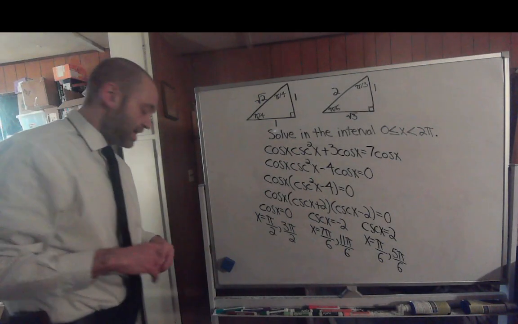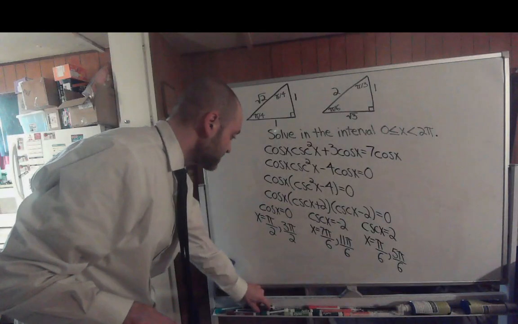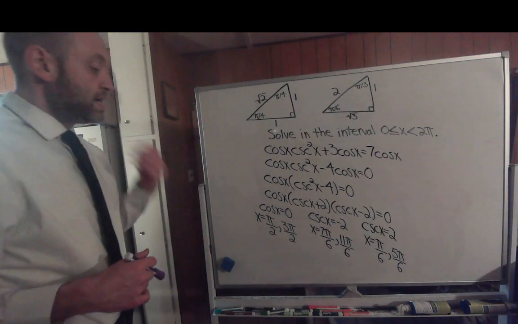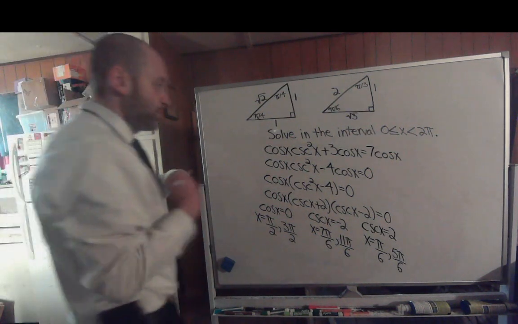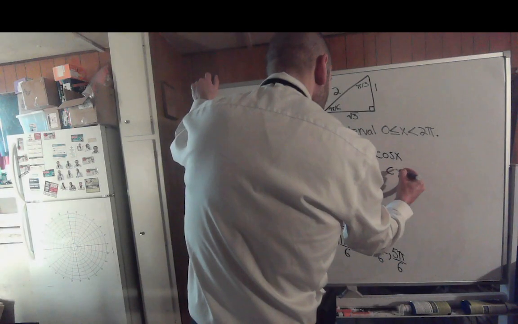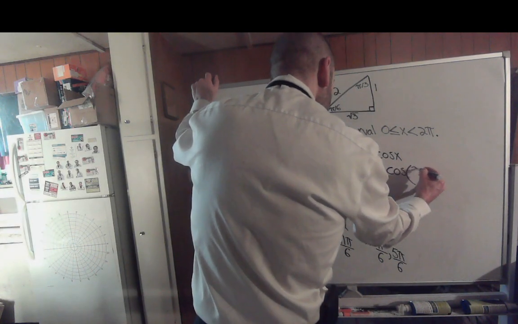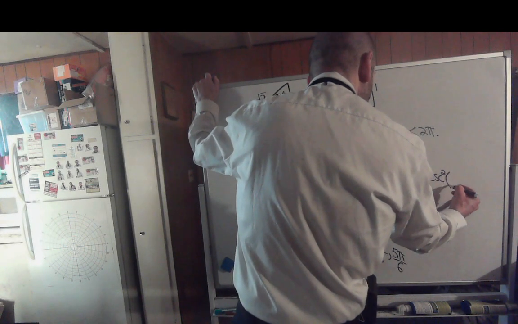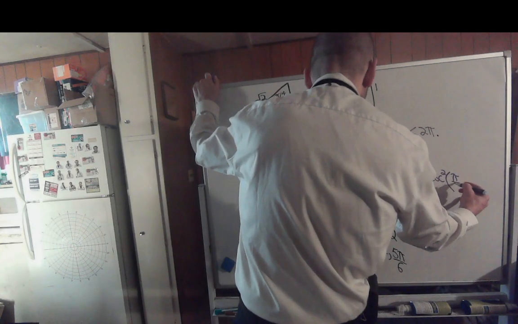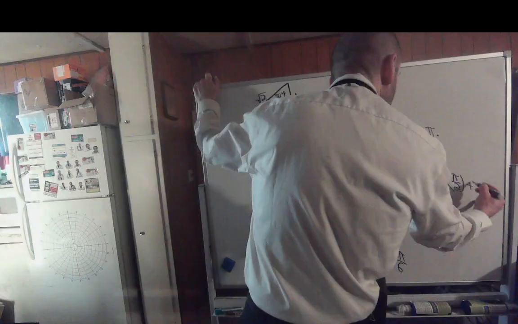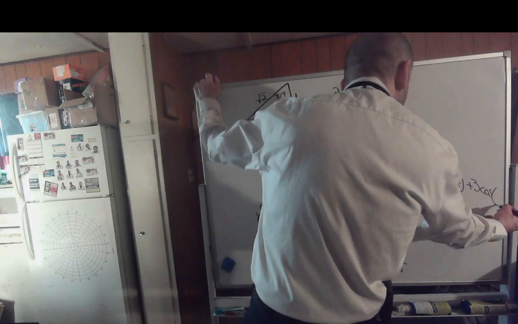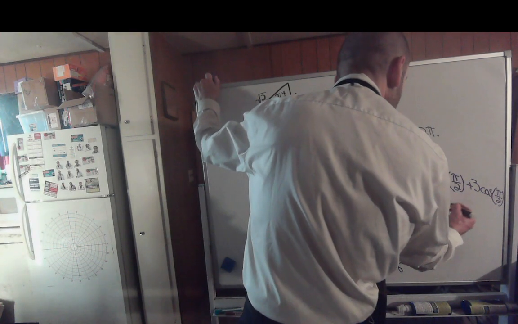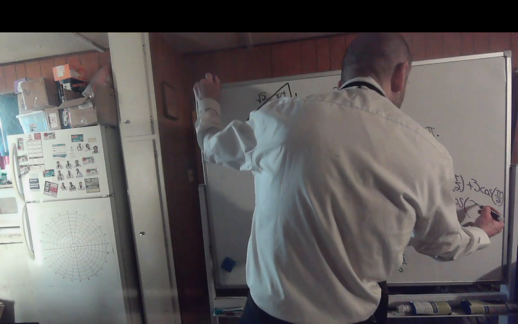Let's make sure of that. Let's check for extraneous solutions. So take each solution here. So we're going to take the cosine of pi over 2 times the cosecant squared of pi over 2 plus 3 times the cosine of pi over 2. Set that equal to 7 times the cosine of pi over 2.